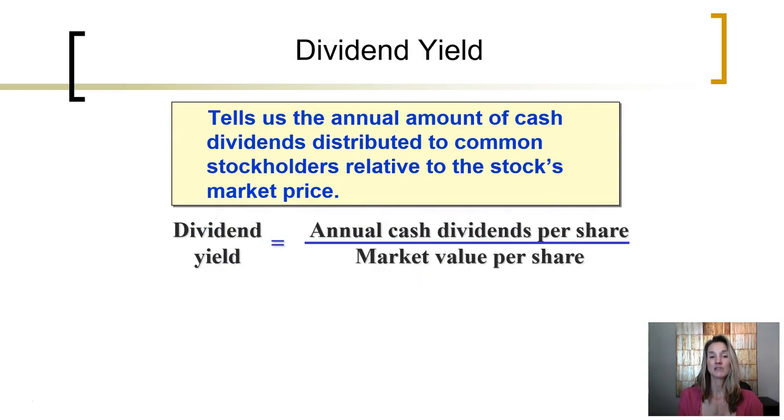Dividend yield gives us information about the annual amount of cash dividends distributed to the common stockholders relative to the stock's market price. Annual cash dividends per share divided by the market value per share.